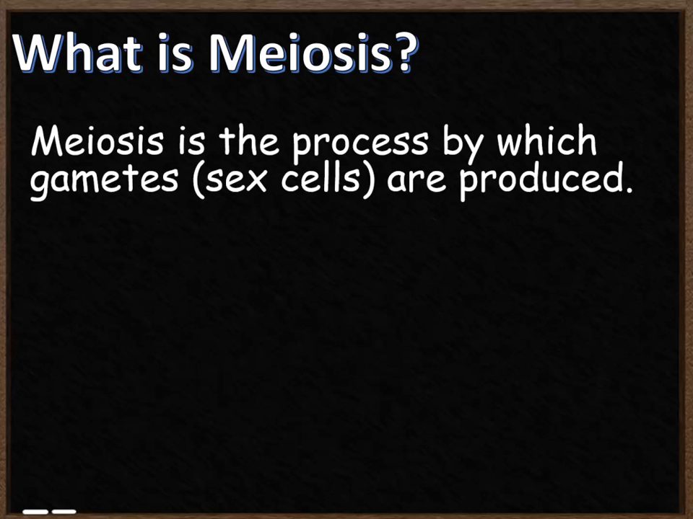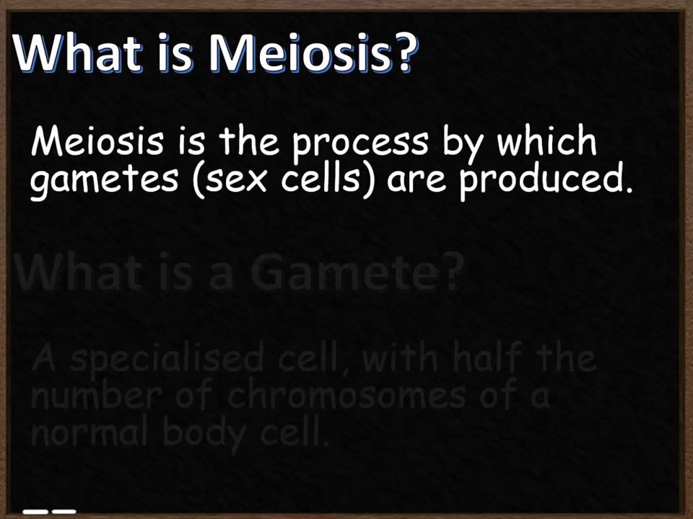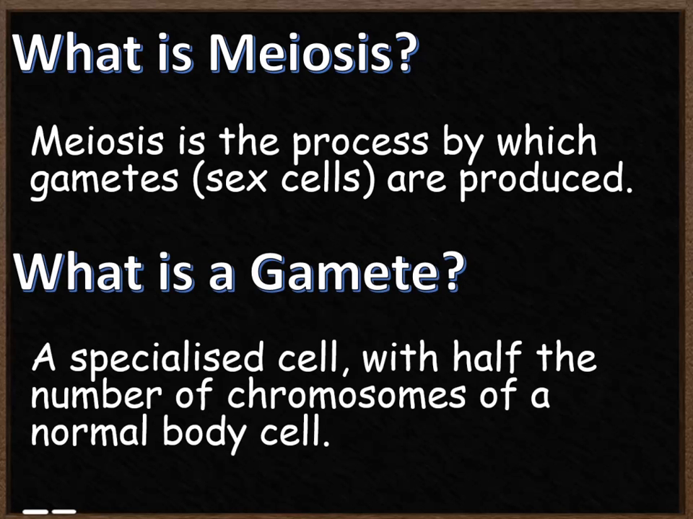So, what is meiosis? It's the process by which gametes or sex cells are produced. So they're sperm and egg cells in humans. A gamete is that sex cell, and it's a specialised cell, crucially with half the number of chromosomes of a normal body cell. The reason for that is we get half the genetic information from our father, half of our genetic information from our mother. So when those two specialised cells combine, we get one complete set of DNA rather than double the amount we need. So it's important that they have half the number of chromosomes of a normal body cell.